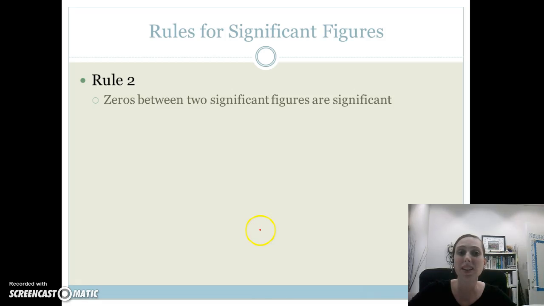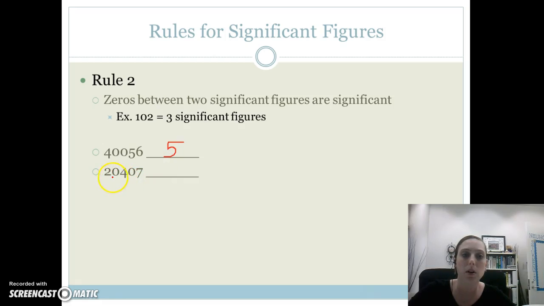Rule 2. Zeros between sig figs are significant. They are part of that measurement. So for example, if I have the number 102, I have measured the 100s, the 10s, and the ones place. So all 3 of those are important. So if I take a look at my example, I have a 4, that's a digit, so that one counts. I have a 5 and a 6, those are digits, so those count. So any zeros in between are also going to count because they are part of the measurement. So I am going to count these in between. So 1, 2, 3, 4, 5. So I have 5 sig figs.